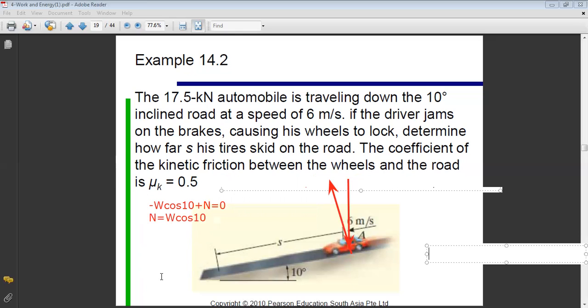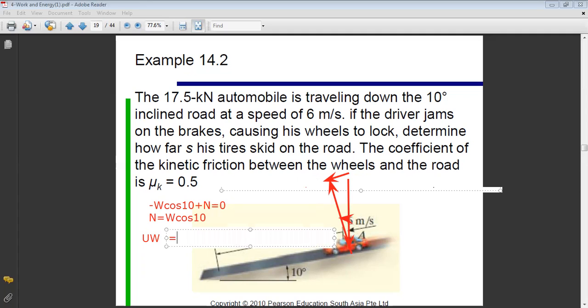For the work of the weight, as I did previously, I can use two methods. Here it's easier to project on the direction of motion. Because I'm moving downward, the projection of the weight will be in the positive direction, so the weight does positive work. Since this angle is 10, the projection is plus W sine 10. Since it's a constant force in a constant direction, the work is W sine 10 times the distance s. So now I have expressed the work of all my forces as a function of s.